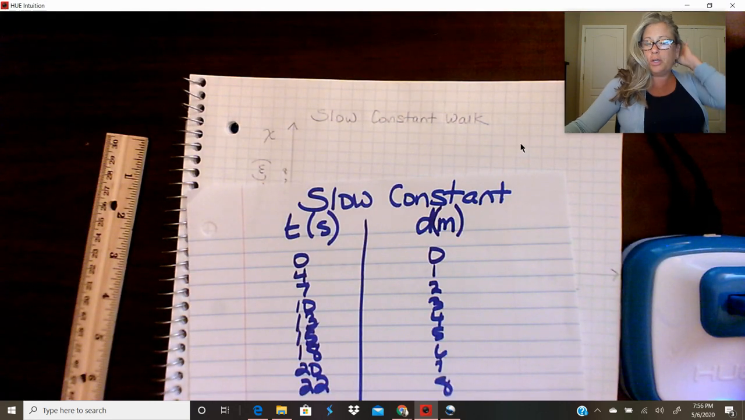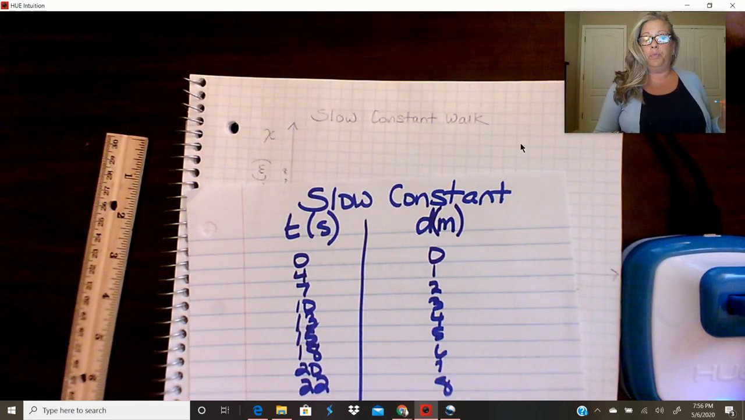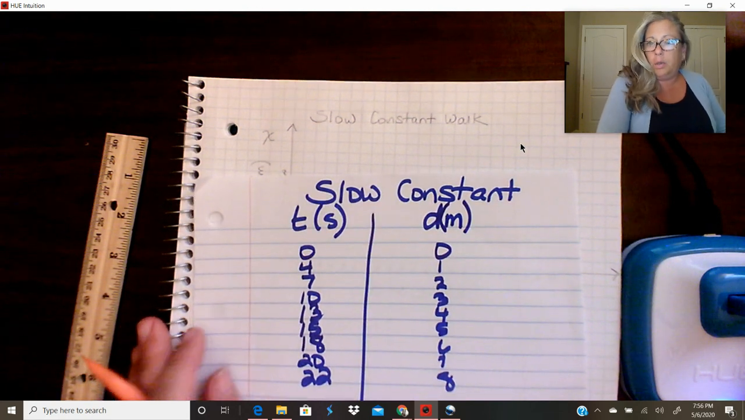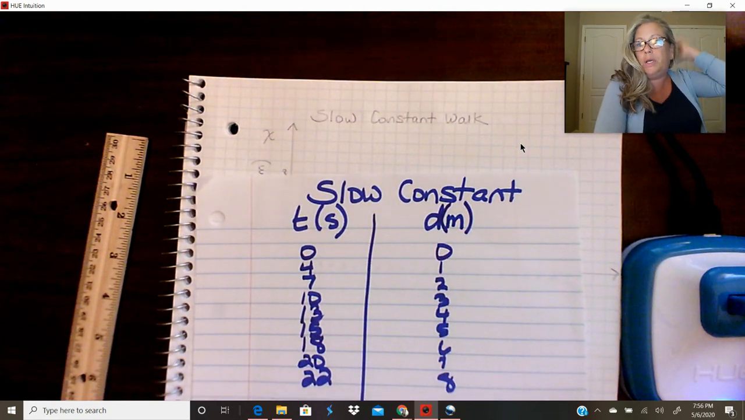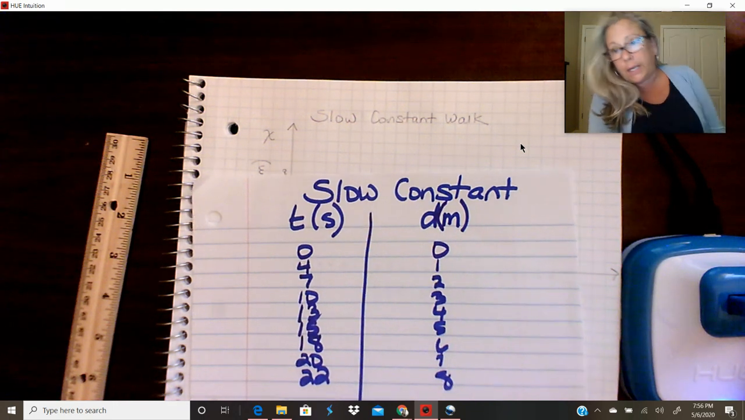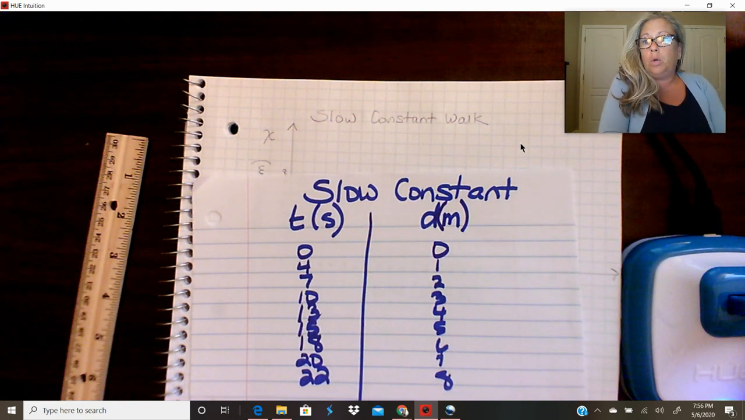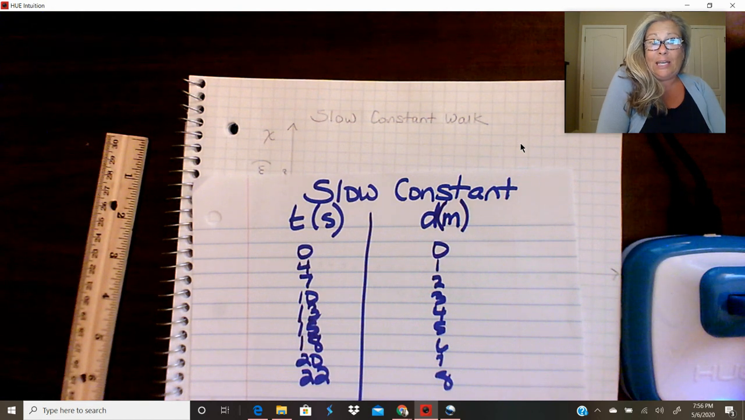Hi, boys and girls. I'm getting ready to make a graph for the data that we collected in the previous video when Nick was doing a slow walk and trying to stay at the exact same speed. Remember that if you're staying at the same speed, that's called a constant speed. And in our last videos and on Monday, we learned that walking at a constant speed makes a diagonal line.